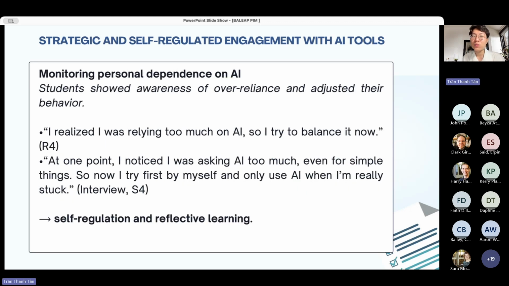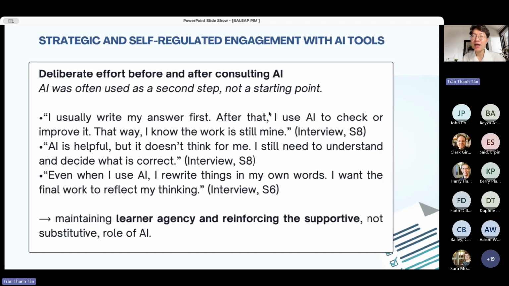And the students also monitor. So here we move on to the engagement, strategic and self-directed engagement. The students showed awareness of over-reliance and adjusted their behavior. And we can see that they know how to self-regulate and reflect on their learning. AI was also often used as a second step, not a starting point. This can show the deliberate effort before and after consulting AI.